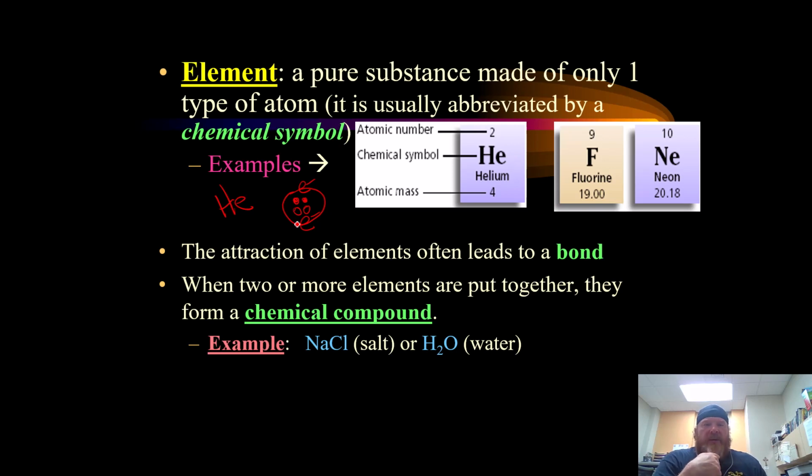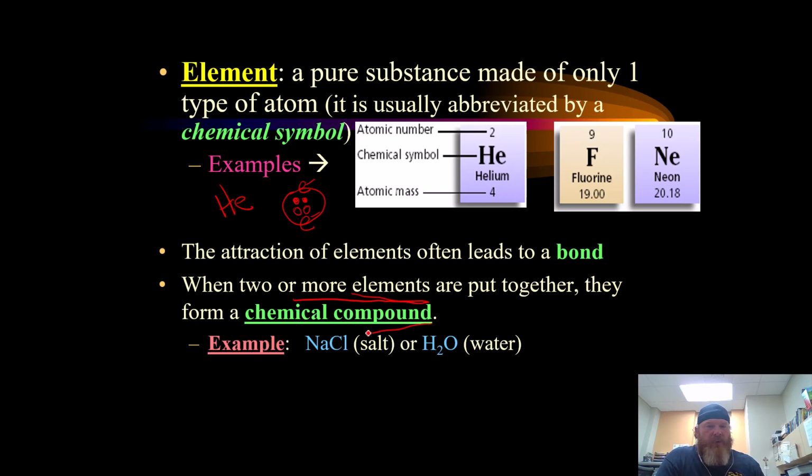So the attraction of elements often leads to bonding, and that's more what we're worried about as opposed to just outright elements and all that. Because once we start throwing a couple of these bad boys together, we end up getting compounds and things like that, which help us living organisms sustain life. Okay. So when 2 elements are attracted together, they form a bond. When 2 or more elements are put together, it is called a chemical compound.